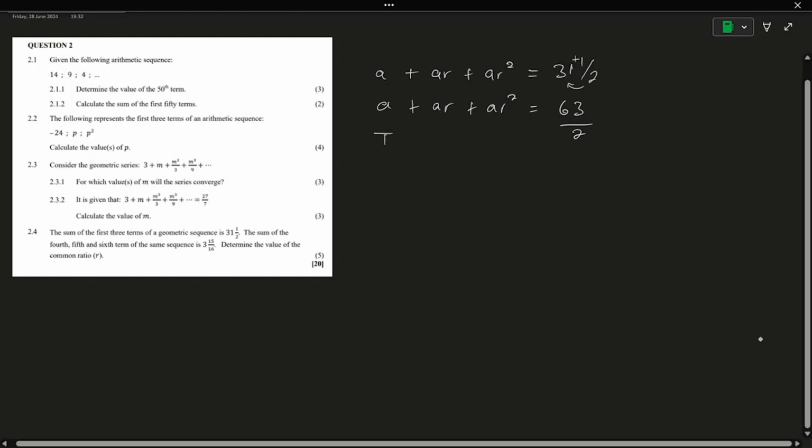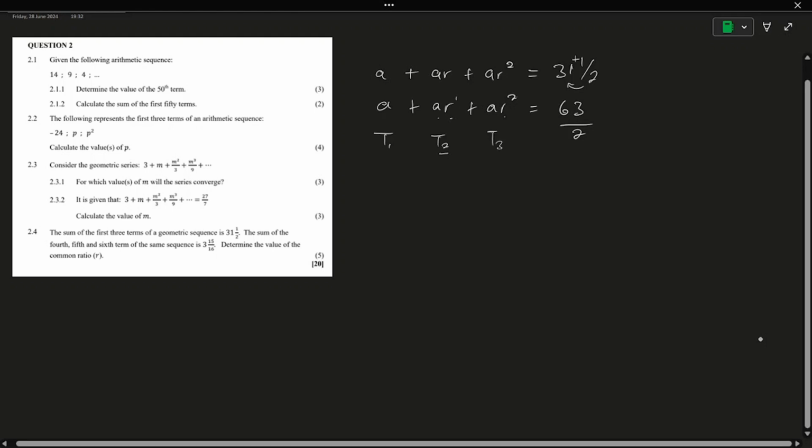The first term, which is T1, only has A. The second term only has A and R. And look at the R. The R only has 1 as an exponent. So T2 has R to the power of 1. And then T3 has R to the power of 2.